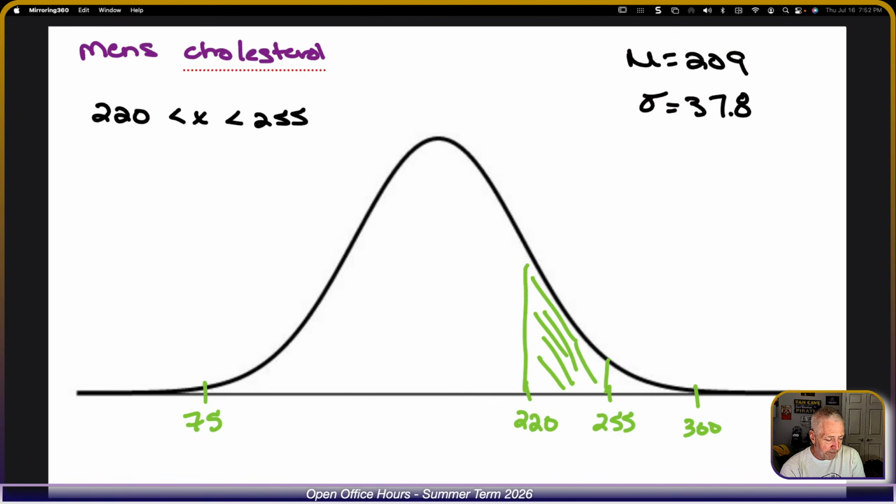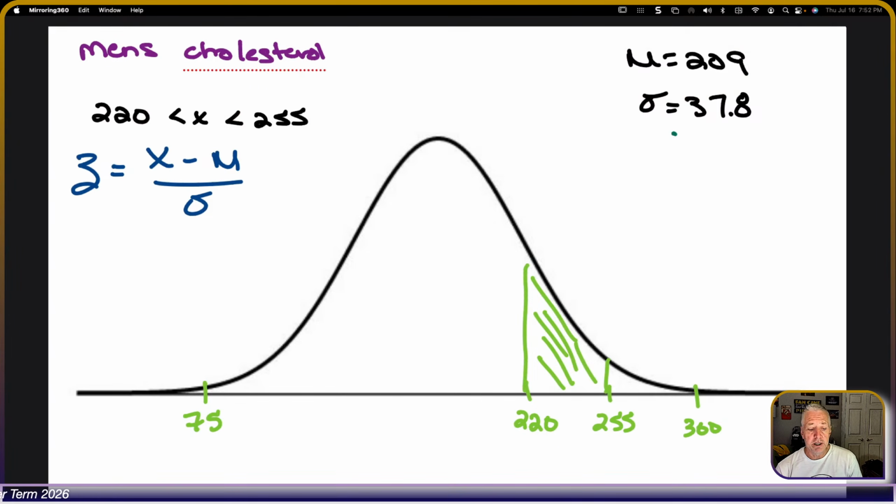So we're going to find the z-score. We're going to use the formula that we've derived in class, the one that we've been working with for quite a while. So I'm going to go, let's go blue. I'm going to go z equals x subtract mu divided by the standard deviation. I'm given all of that information right here, and I'm given the first x value that we're going to work with, which is 220. So I want to find the z-score that corresponds to that 220.